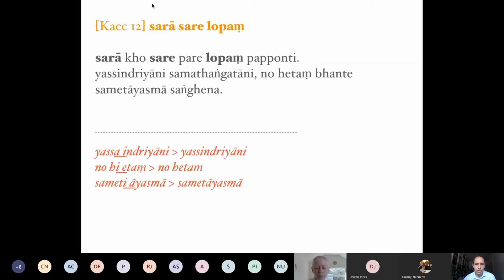If you remember, sara is a nominative plural, sare is a locative, and lopam is accusative. As you see in the Vutti: sara, ko, sare, pare, lopam papponti. That means the vowels, sare, pare, that gives the right context in the locative. When a vowel follows, they obtain lopa, elision. That means they are elided. You can see the example, for instance, yassa indriyani becomes yassindriyani, that we have seen already.